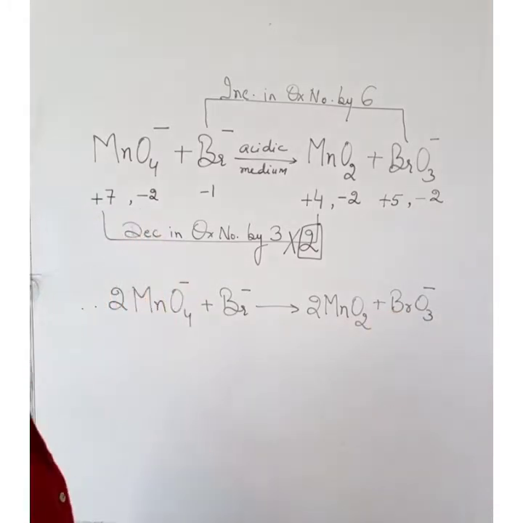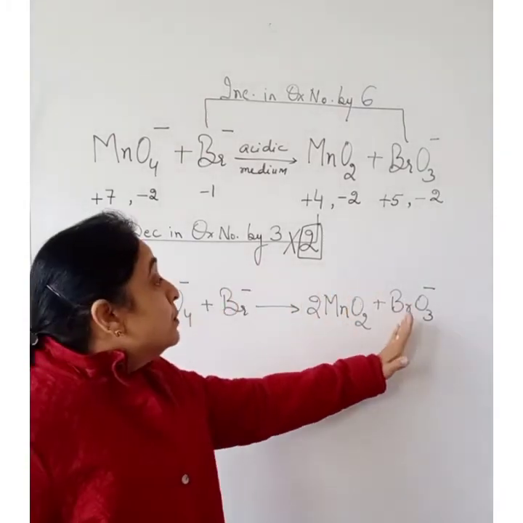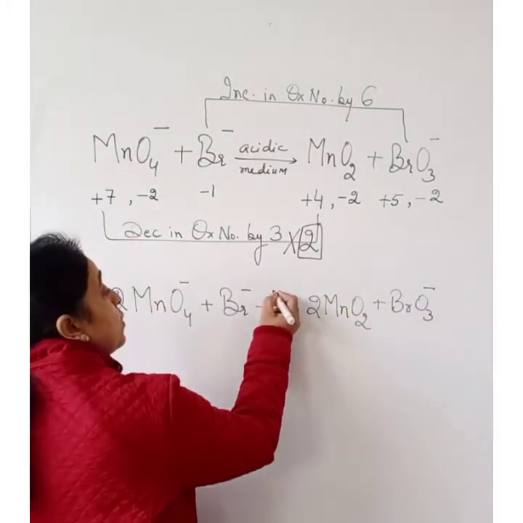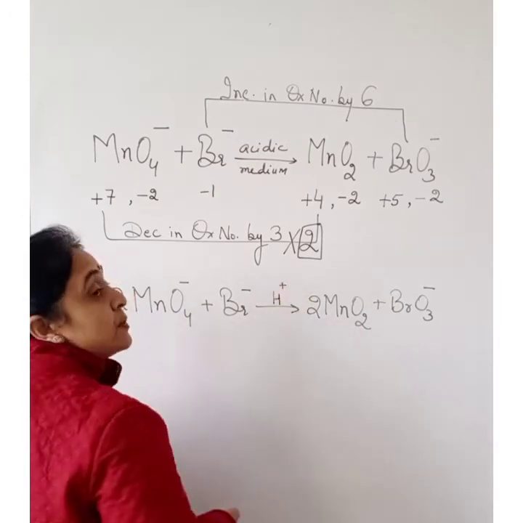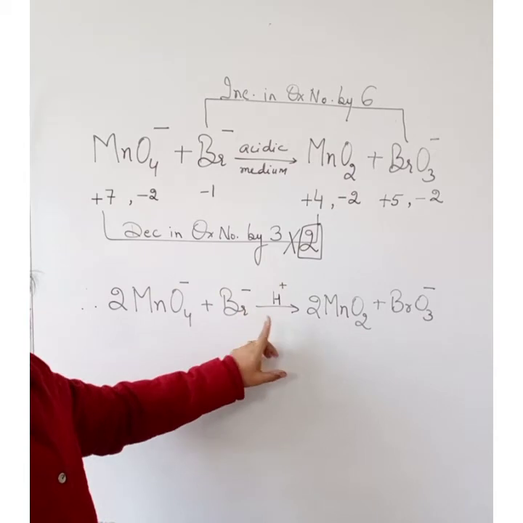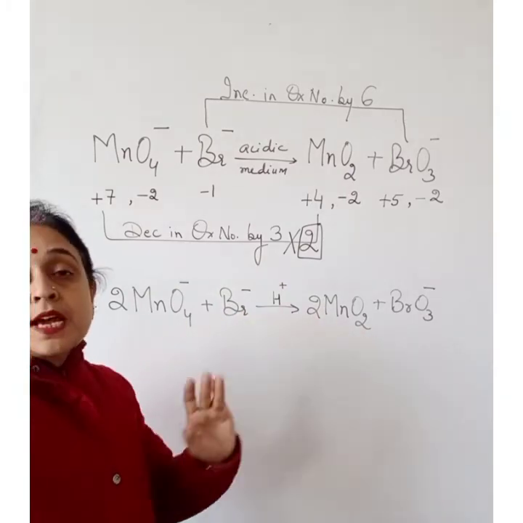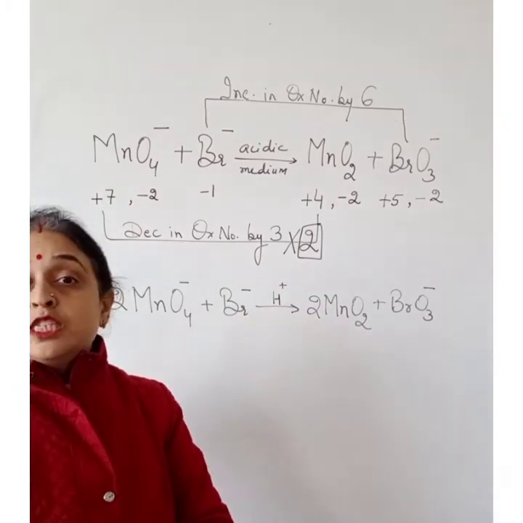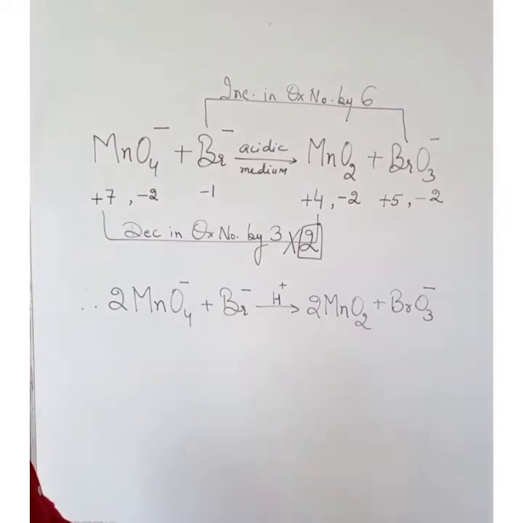1 Br is balanced on both sides. Now the next rule says to balance the charge on both sides. You can balance the charge by using H plus, which indicates acidic medium. You can balance the charge on both sides by either adding H plus ions or OH minus ions.